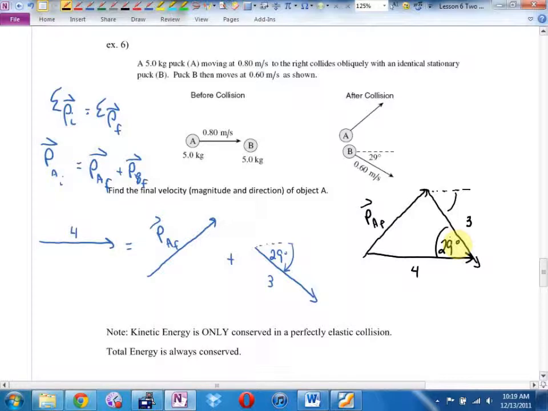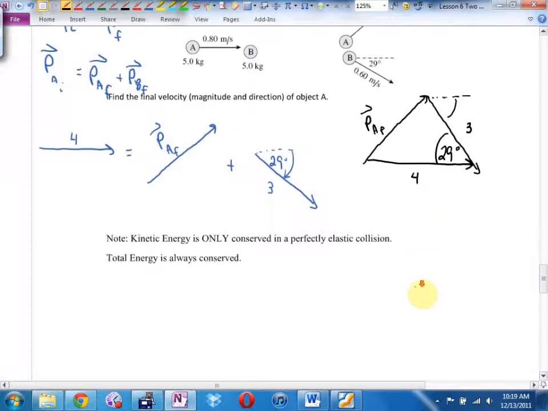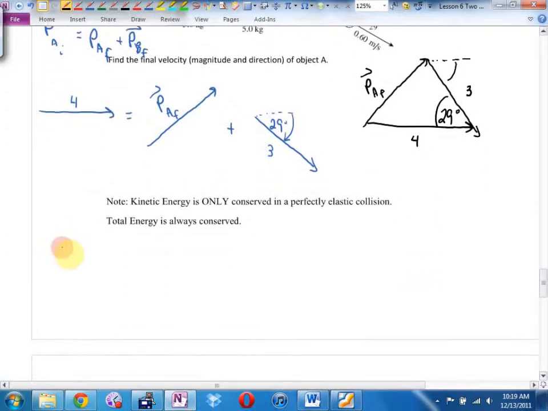SOH CAH TOA? Don't think so, unless this ended up being 90, but I don't know. I can't assume. Cosine law. You know how I know? Side, angle, side. So what's the cosine law? The cosine law says this. Momentum of object A final squared equals 4 squared plus 3 squared minus 2 times 4 times 3 cosine of the angle.